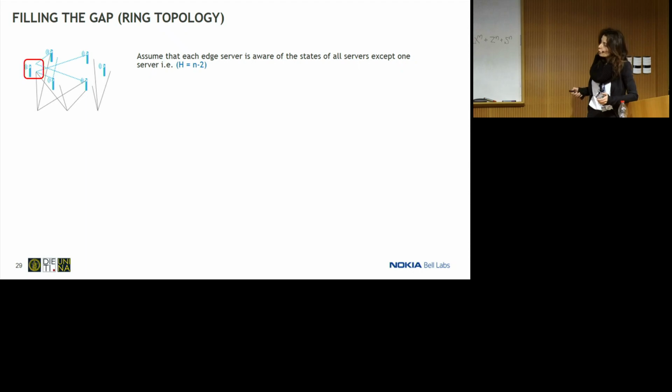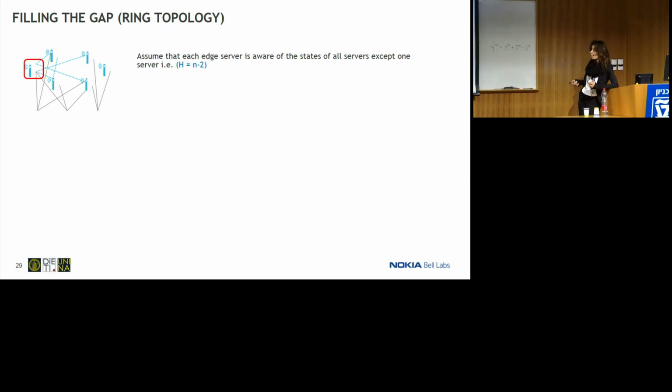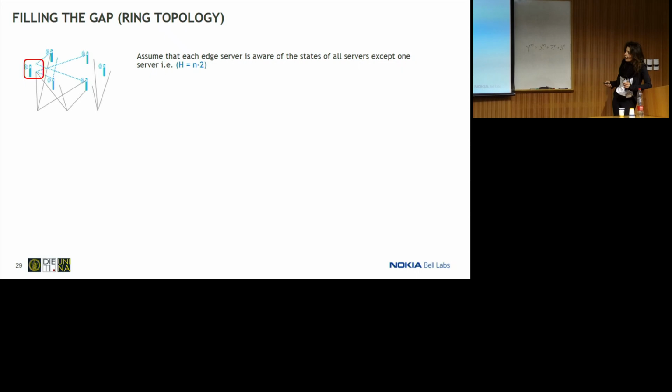Okay, so now for this ring topology that I roughly explained here, we assume that each server is aware of the state of all the servers except one. This is quite an unrealistic assumption, I completely understand, but let's start with a first step towards what we would like to quantify. So the level of side information, in the following I will denote with H. So H is the number of servers that each server is going to know all around. So essentially this implies that each server knows half of H servers on the left and half of H servers on the right.